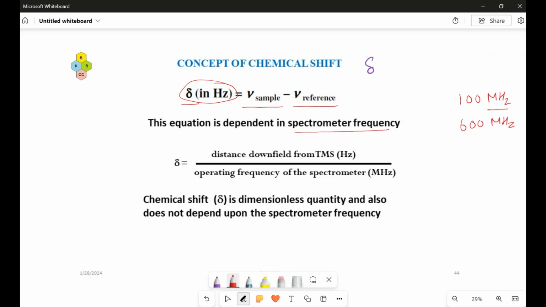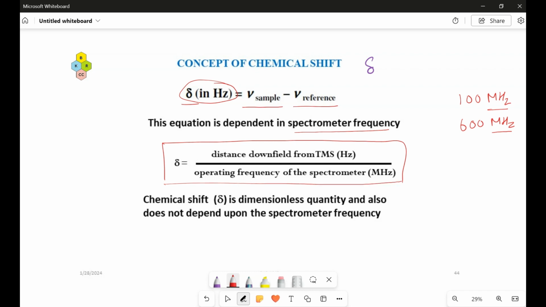So if this megahertz varies, what happens? The delta value will also vary. So if I record an NMR in 100 megahertz, I'll have a different value than recording in 600 megahertz. So it becomes very tedious for me to remember which instrument I'm recording on and what the value will be. Remembering multiple values will become very difficult for me. So what they've done is they've given you a formula which is independent of the instrumental frequency.